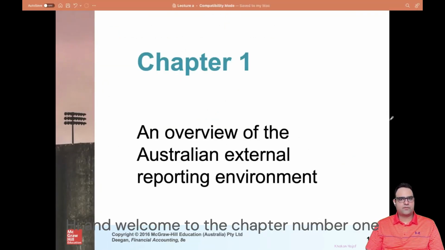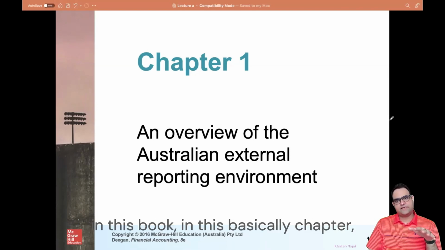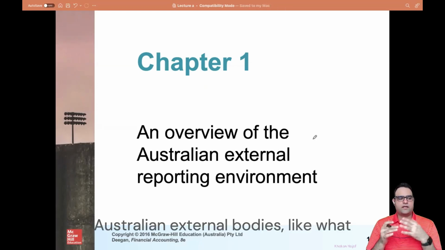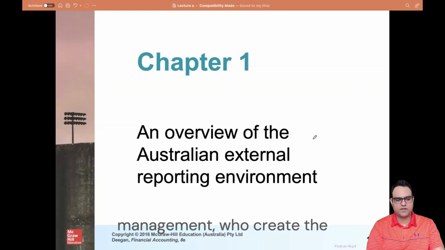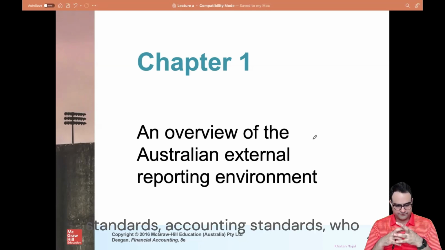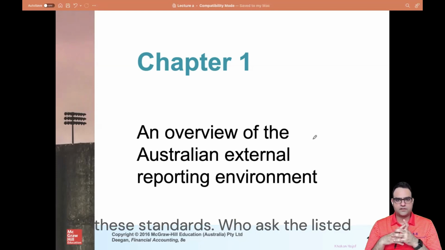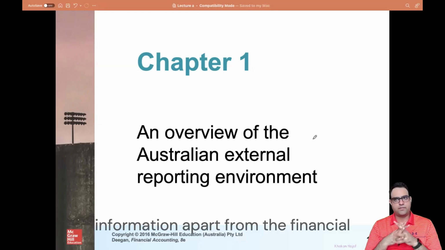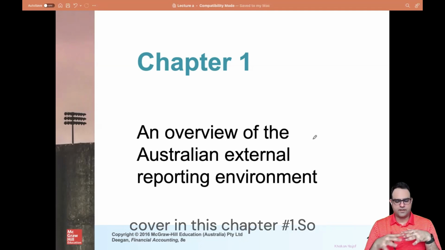Hi, and welcome to chapter number 1 of the Deegan book, 8th edition. In this chapter, we discuss the overview of the Australian external bodies. What are the different accounting bodies? What is their role in today's management? Who creates the accounting standards? Who implements those standards? Who makes sure the listed companies are following these standards? Who asks the listed companies for some additional information apart from the financial statements? This is all we cover in chapter number 1.